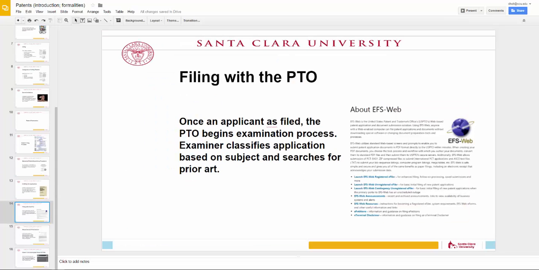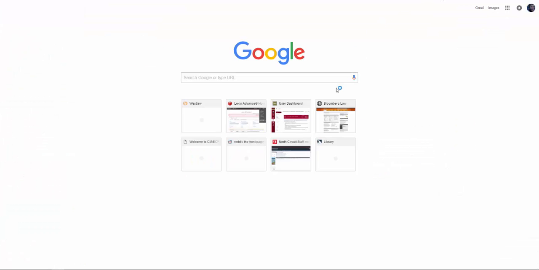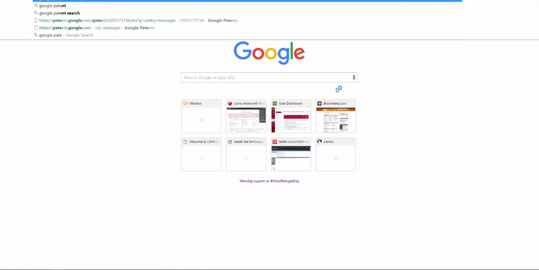Okay, once the applicant has filed, the USPTO begins the examination process. The examiner is going to be looking for examples of prior art, and will also be classifying the patent filing based on its subject area.